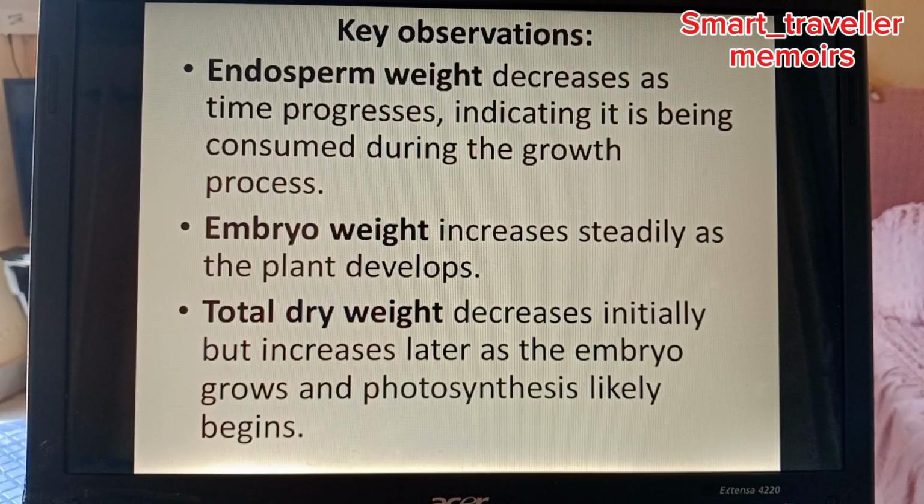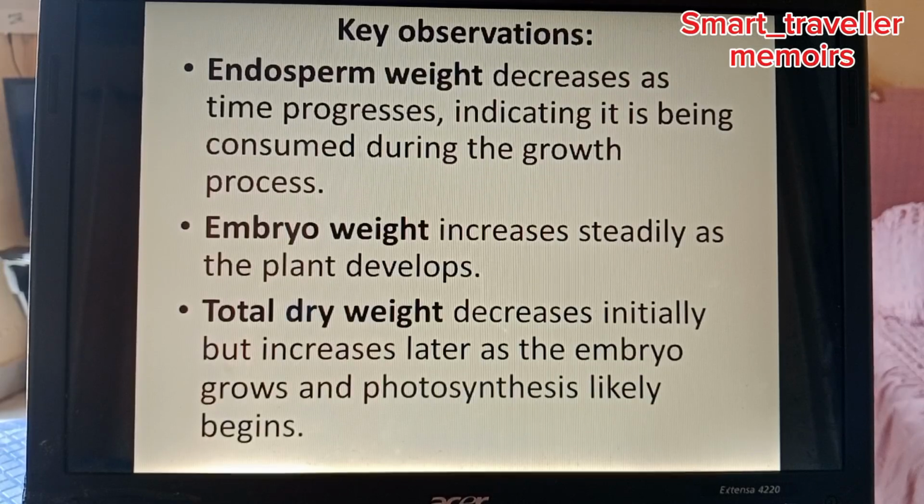Key observation: endosperm weight decreases as time progresses, indicating it is being consumed during the growth process. Embryo weight increases steadily as the plant develops. Total dry weight decreases initially, but increases later as the embryo grows and photosynthesis likely begins. So let's go to the questions which were asked in the examination.